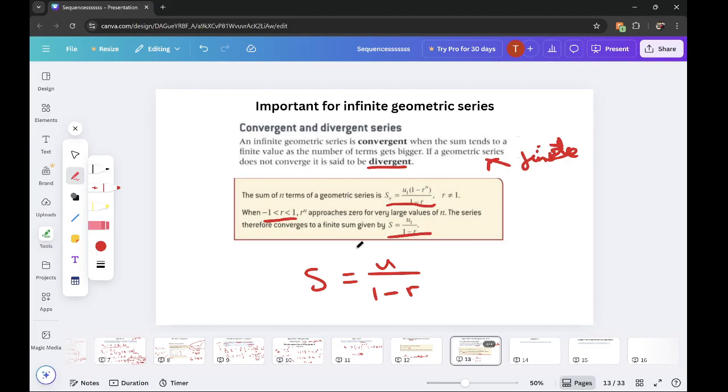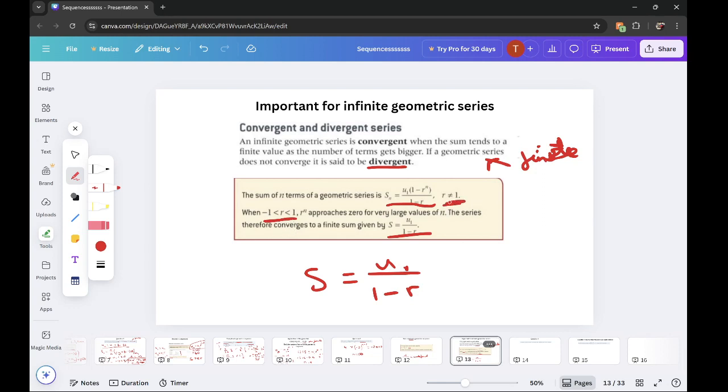This is to help it create a finite sum. This is how an infinite series gets a finite sum. So S equals U1 over 1 minus R. I know that might not make sense, but for this formula right here, R has to be between -1 and 1. It's limited by that domain.